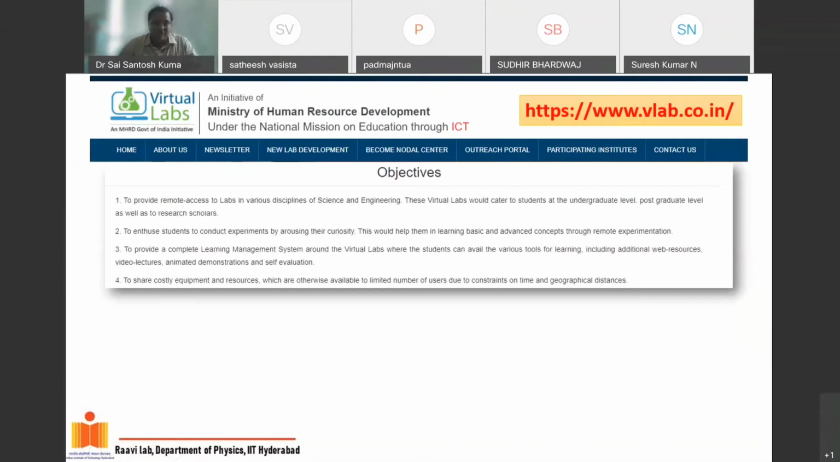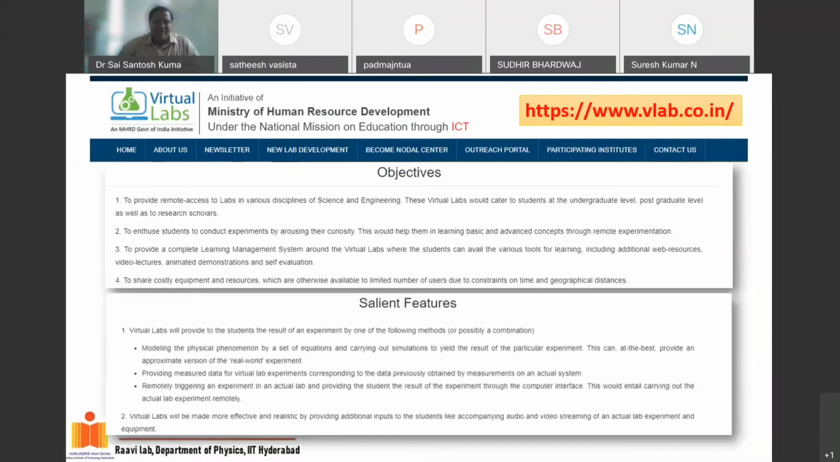The objectives are mentioned here on the website: to provide remote access to labs in various disciplines of science and engineering, to enthuse students to conduct experiments, arousing their curiosity, to provide a complete learning management system around the virtual labs, and to share costly equipment and resources. From my point of view, I find the salient features more interesting. Virtual labs will provide the student the result of an experiment by one of the following methods: modeling the physical phenomena by a set of equations and carrying out simulations to yield the results of a particular experiment.